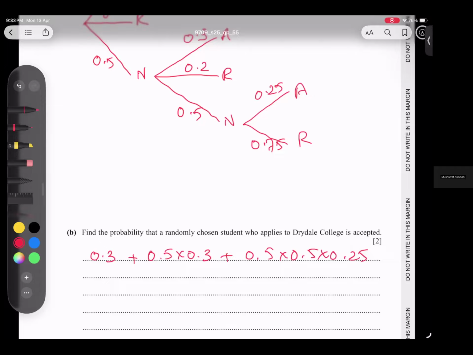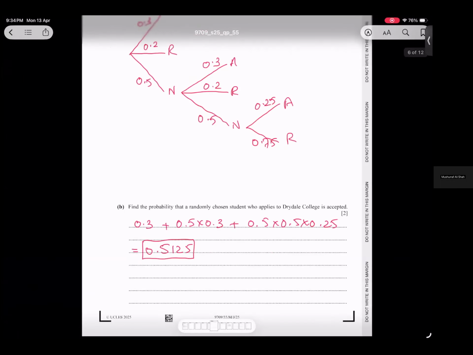Let me check finally. Yes, I'm typing in the calculator. Okay, and that answer turned out to be 0.5125. So this is our exact answer. I hope the concept of the question is clear.